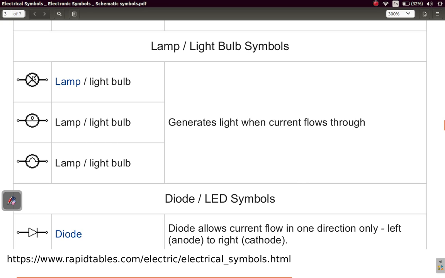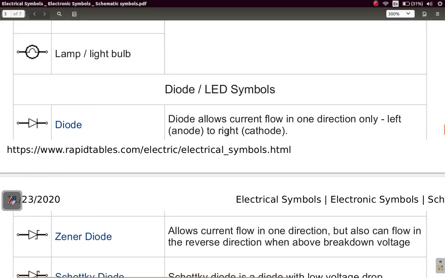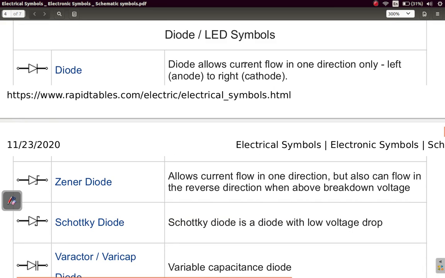And you have the light bulb. You can have any of these three symbols for a light bulb, but this one is used commonly on electrical drawings for buildings, right? The diode allows current flow in one direction only. You have on the left the anode going into the arrow, and out of the arrow is what is called a cathode, right?